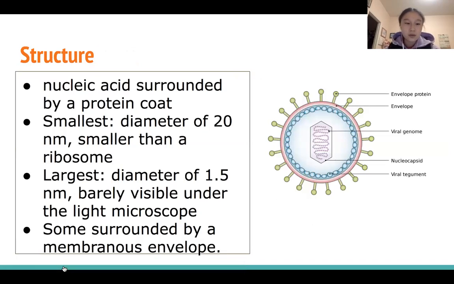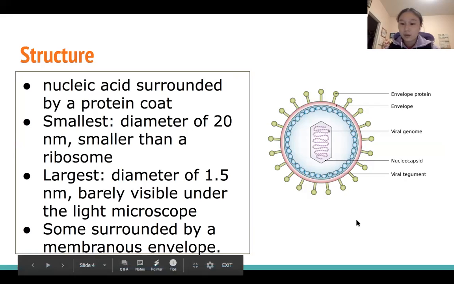The structure. A virus is a nucleic acid surrounded by a protein coat. The smallest virus has a diameter of 20 nanometers, which is smaller than a ribosome, while the largest has a diameter of 1.5 nanometers, which is still barely visible under the light microscope. Some are surrounded by a membranous envelope, but not all. Over here is a diagram of a virus, and it has the labeled parts.